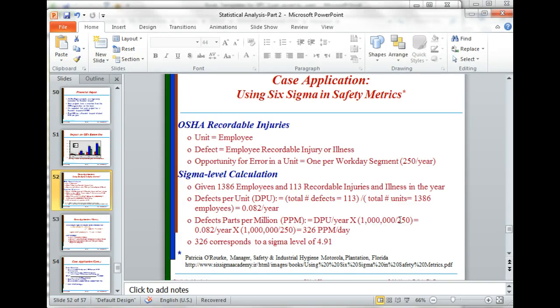So what we need to do is scale it up to 1 million. So we take that defect rate, which was based on 250 days, and if you scale it to 1 million days, multiply by 1 million divided by 250, you get the parts per million of 326. Now this corresponds to a sigma level of 4.91.